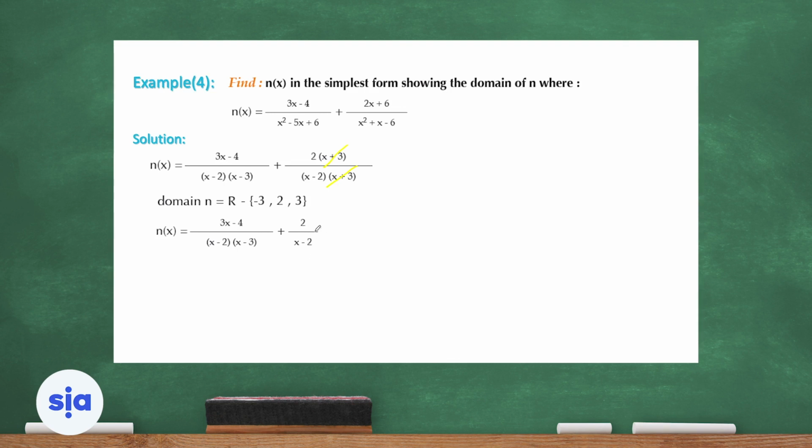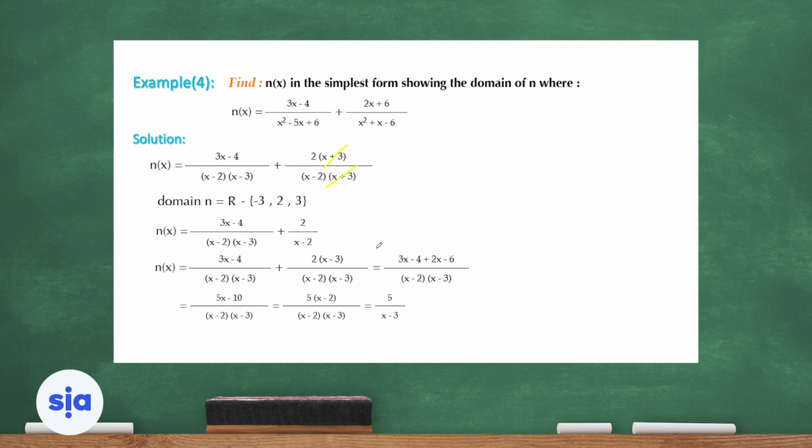So in this case, I will multiply up and down by x minus 3 in here in order to have the same denominator for both fractions. So we multiply up and down here by x minus 3. So we now have the same denominator, and then we can add 3x minus 4 plus 2x minus 6. If you simplify this more, it will be 5x minus 10 over x minus 2 times x minus 3.